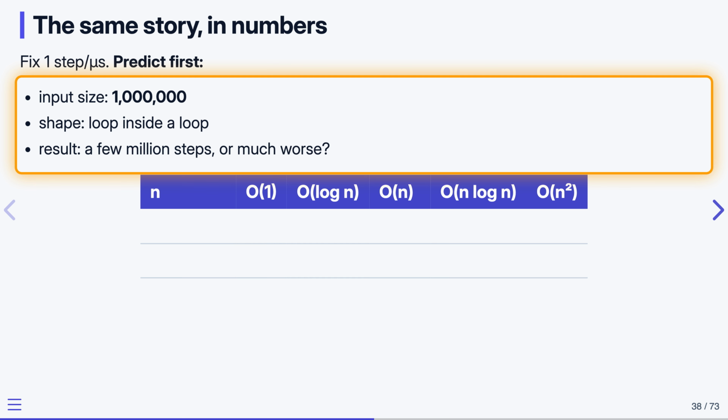Let us put real numbers on those curves. We fix 1 step per microsecond. Now predict first. The input size is 1 million. The shape is a loop inside a loop. Do you think that costs a few million steps or something much worse?